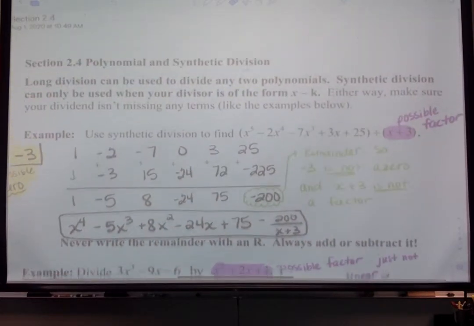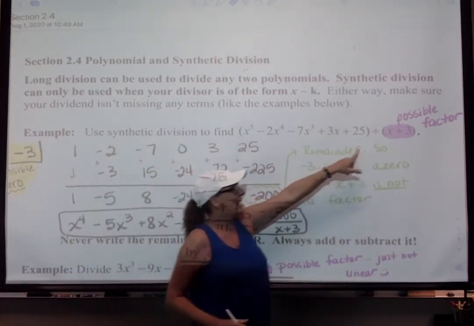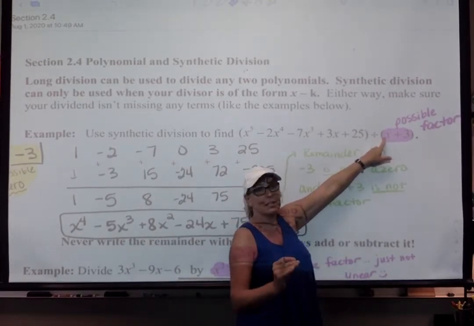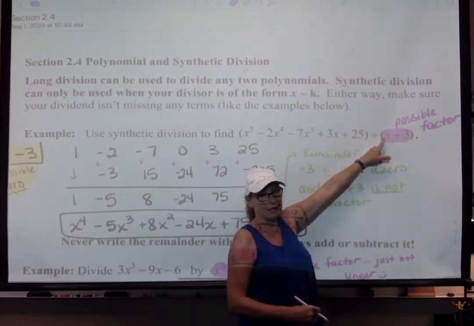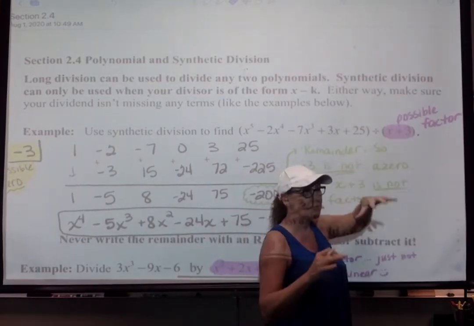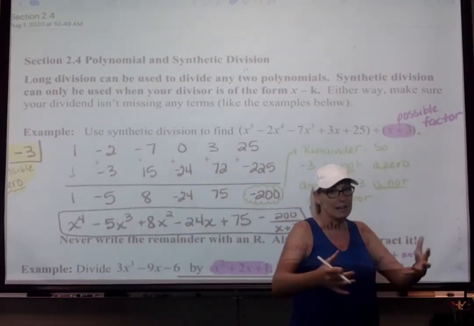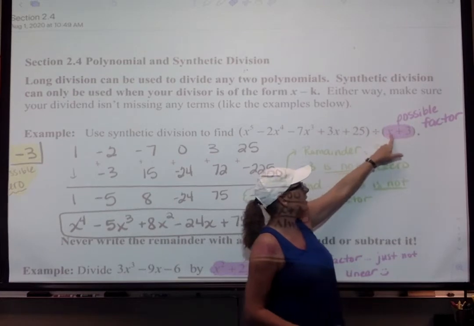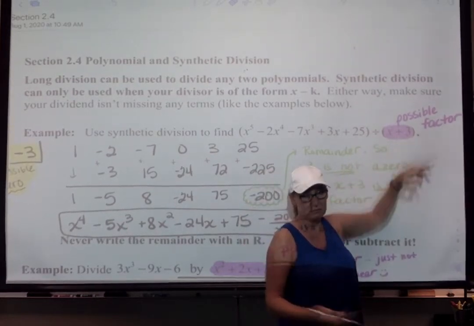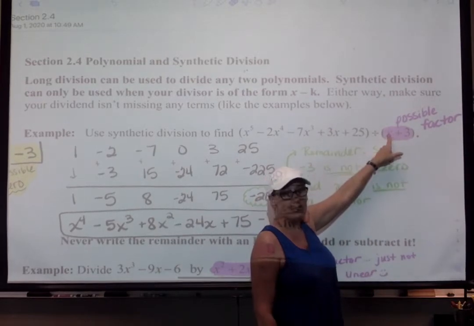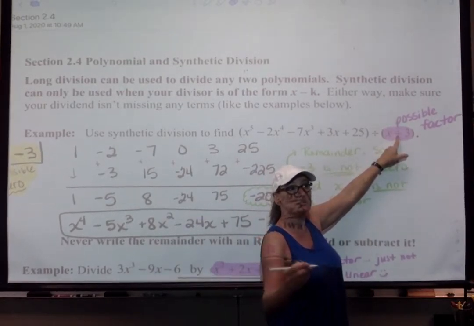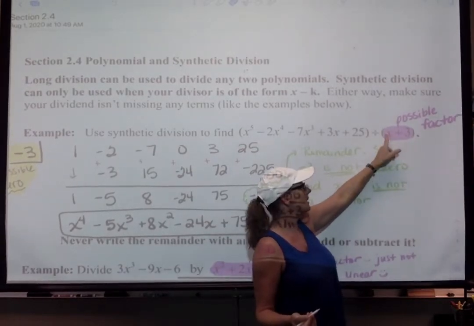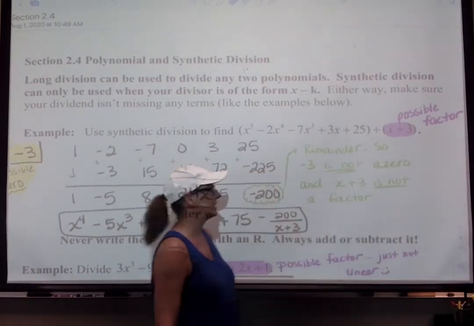Next one. Oh, and notice too that I used synthetic division when I had a linear factor and the leading coefficient of my linear factor was 1. So I can do this anytime that I'm dividing by x plus something or x minus something. I can use synthetic division. But if this is like 4x plus 7, no. If this is x squared minus 7, no. Has to be a linear factor, leading coefficient of 1. That's the rule to use synthetic division.